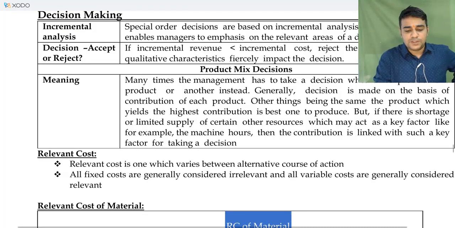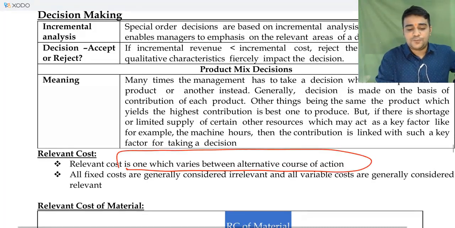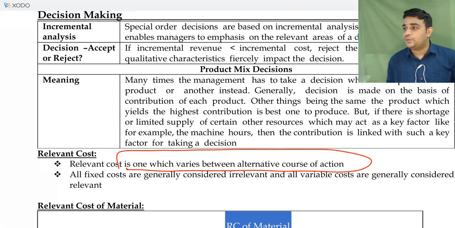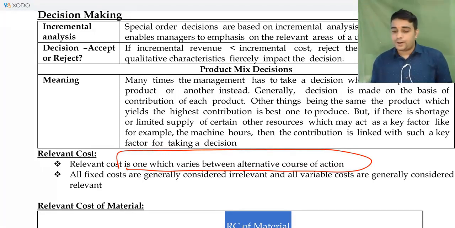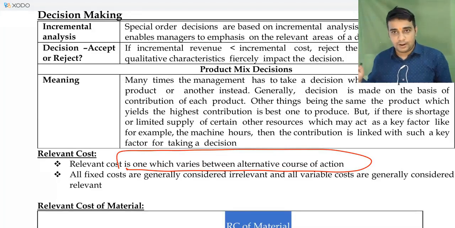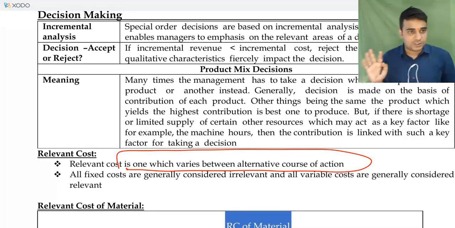Relevant cost is one which varies between alternative courses of action. What is the alternative course of action? Doing the project, not doing the project. You are going ahead with the project and not going ahead with the project. If there is any difference in the cost, it is a relevant cost. For example, that movie ticket example: if you sell the ticket or not sell the ticket, the amount 250 is already gone. You can't do much about it.